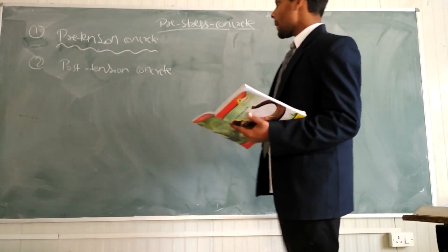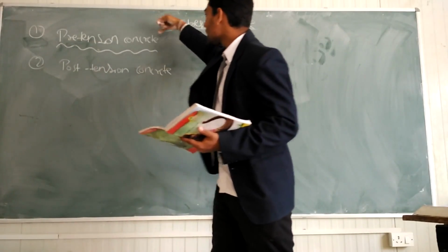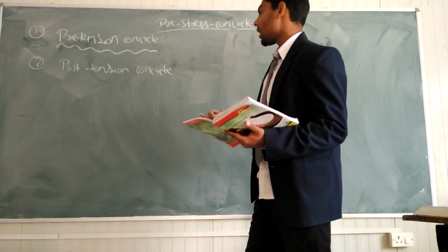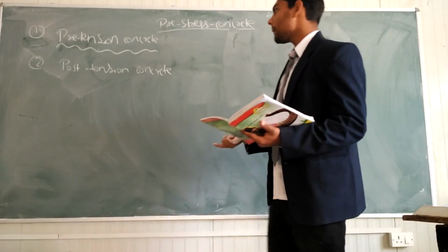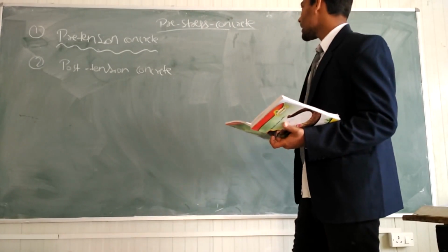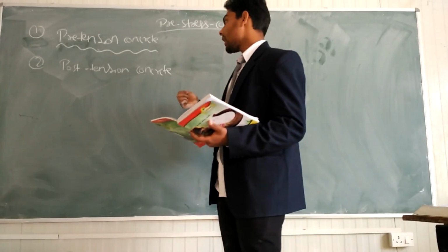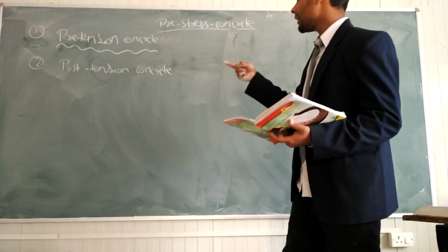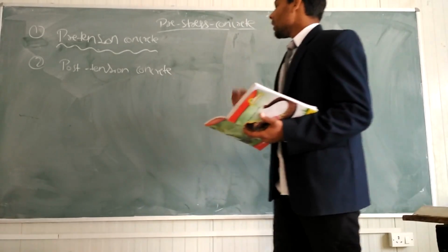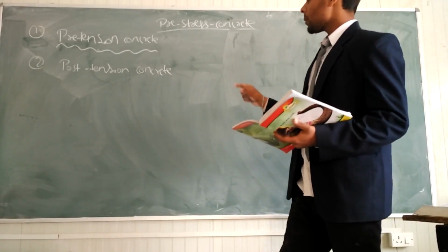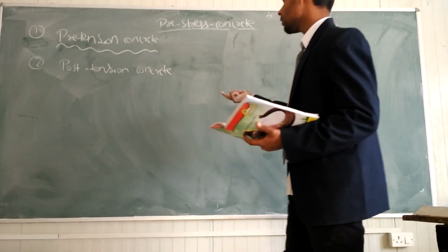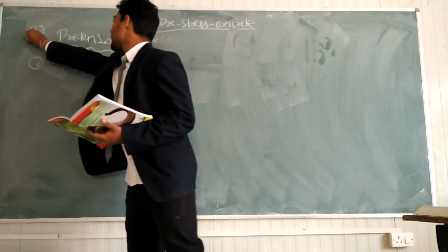Pre-tension concrete means we provide the tension in the concrete before casting of the beam. Suppose we are talking about a single beam, so in a beam how do we provide the tension, how do we make the pre-stressed beam? There are two methods. First one is the pre-tension concrete, second one is the post-tension concrete. In pre-tension concrete, we provide the tendon, or we provide a tension in the concrete, before the casting of the beam.